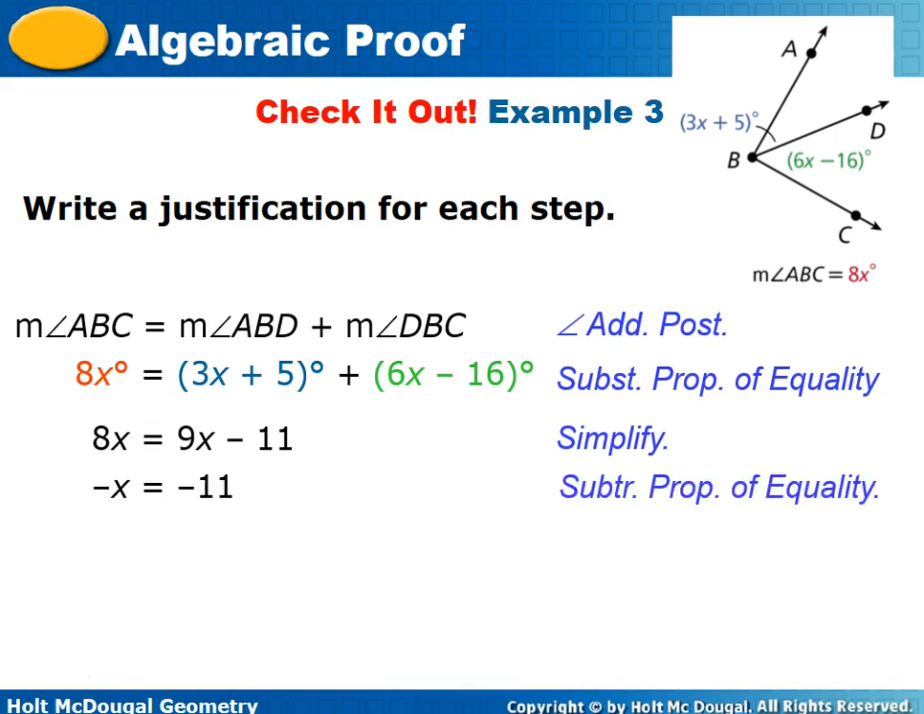Then we are going to subtract 9x from 8x. And then I'm going to multiply negative 1 times both sides. You could have divided both sides by negative 1. And so either multiplication property of equality or division property of equality would work here.